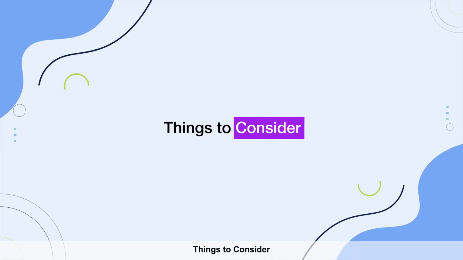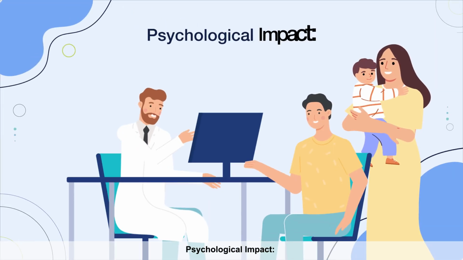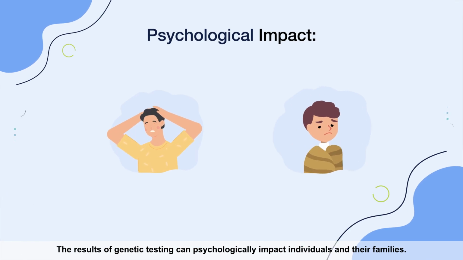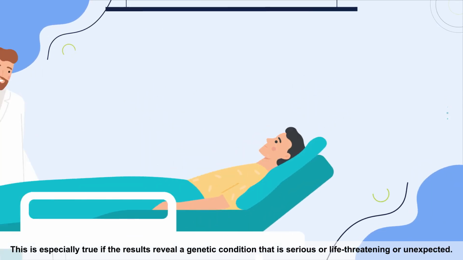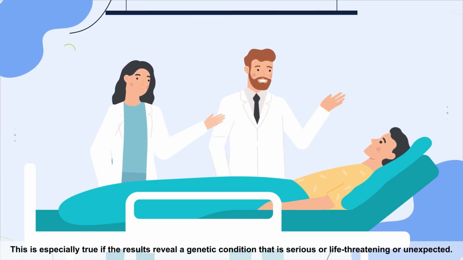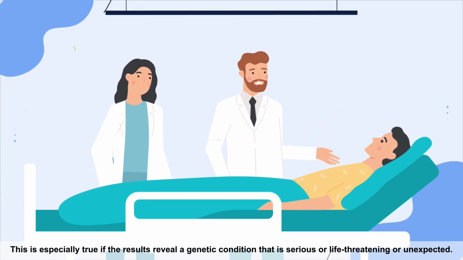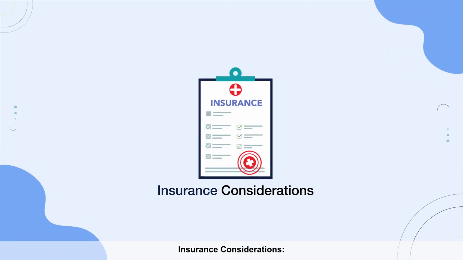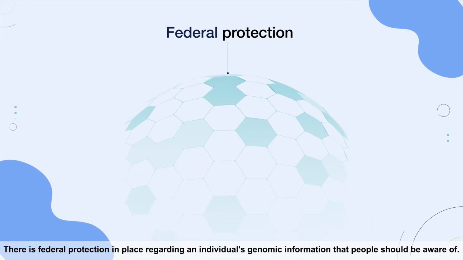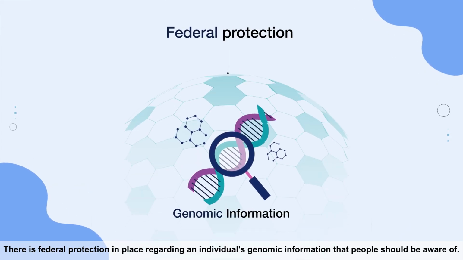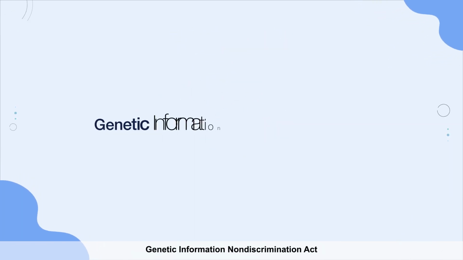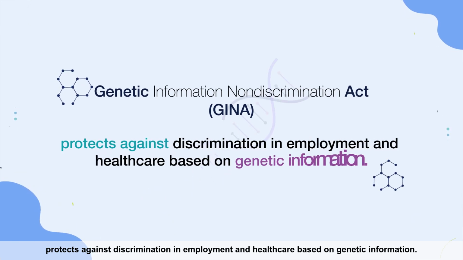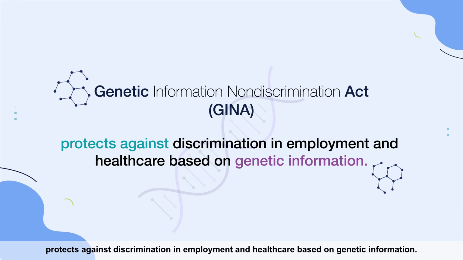Things to consider. Psychological impact. The results of genetic testing can psychologically impact individuals and their families. This is especially true if the results reveal a genetic condition that's serious, life-threatening, or unexpected. Insurance considerations. There's federal protection in place regarding an individual's genomic information that people should be aware of. Genetic Information Non-Discrimination Act protects against discrimination in employment and healthcare based on genetic information.